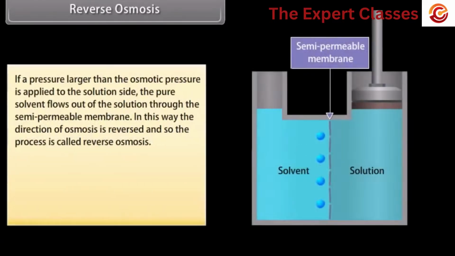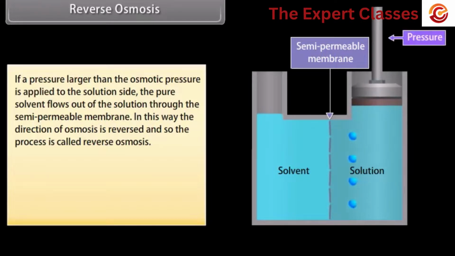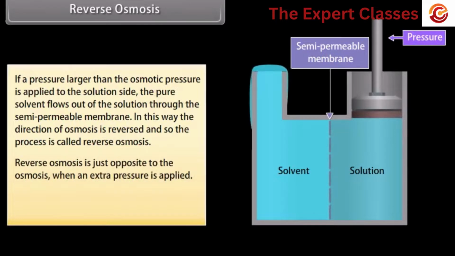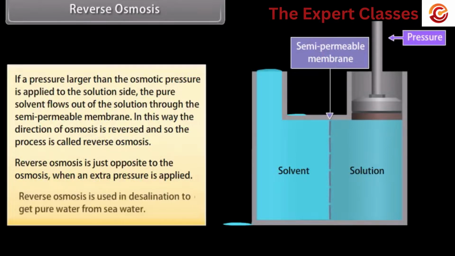Reverse osmosis. If a pressure larger than the osmotic pressure is applied to the solution side, the pure solvent flows out of the solution through the semi-permeable membrane. In this way, the direction of osmosis is reversed, and so the process is called reverse osmosis. Reverse osmosis is just opposite to the process of osmosis, when an extra pressure is applied. Reverse osmosis is used in desalination to get pure water from seawater.